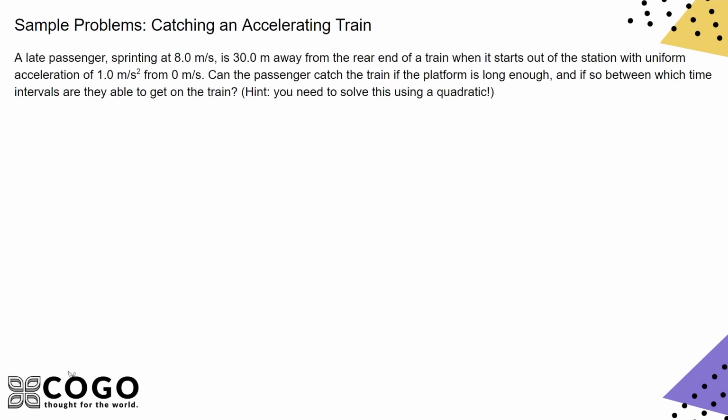A late passenger, sprinting at 8 meters per second, is 30 meters away from the rear end of a train when it starts to pull out of the station with uniform acceleration of 1 meters per second squared from 0 meters per second. Can the passenger catch the train if the platform is long enough? And if so, between which time intervals are they able to get on the train? A hint is that you need to solve this using a quadratic.